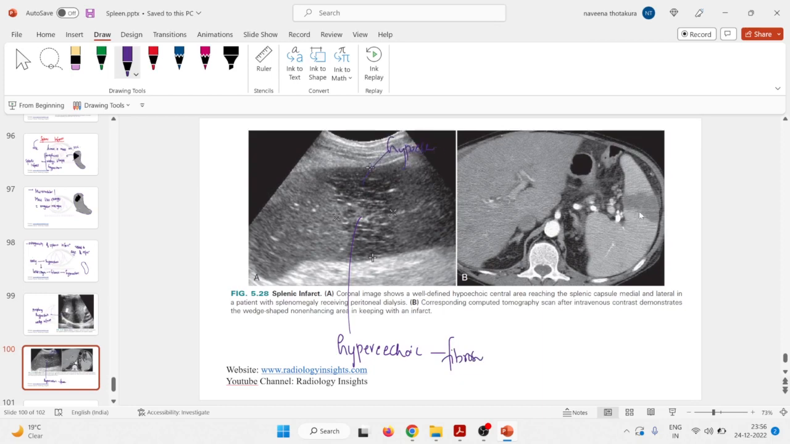This is the CT image showing the splenic infarct. So this is about splenic infarction.